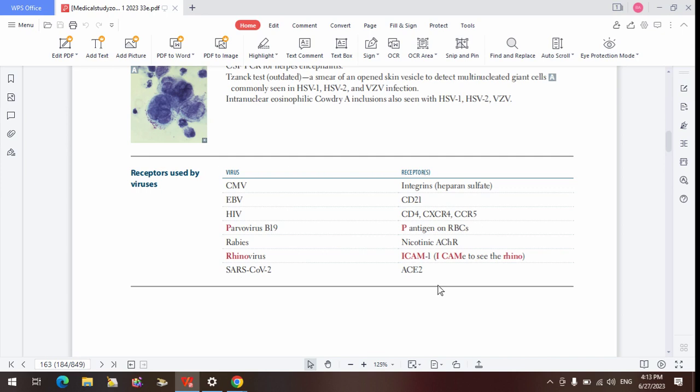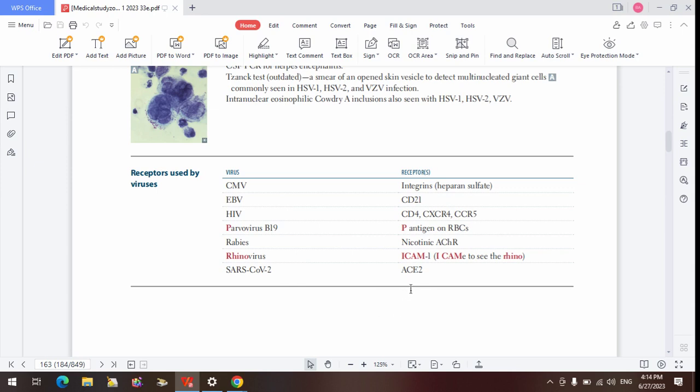Then SARS uses angiotensin-converting enzyme 2. You must always remember this association. I said acetylcholine, but it's angiotensin-converting enzyme 2 receptor. Angiotensin-converting enzyme 2 receptor, that's what SARS-CoV uses.